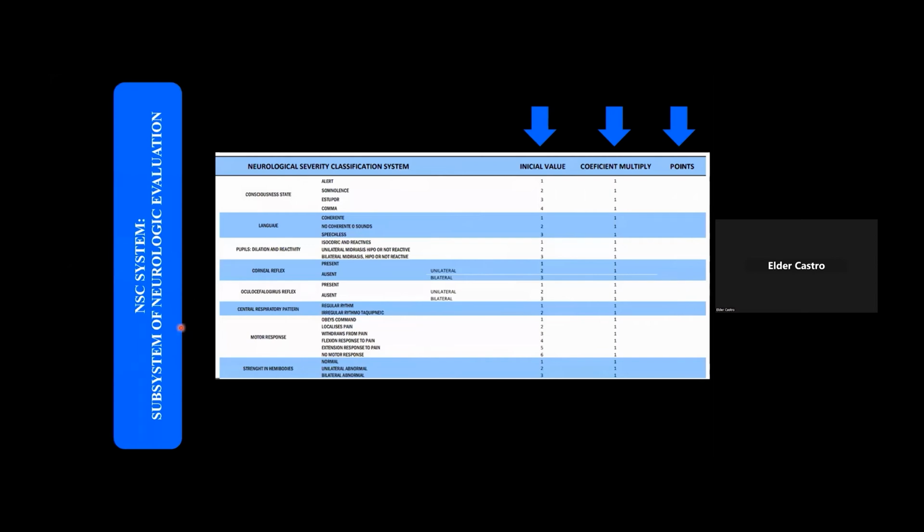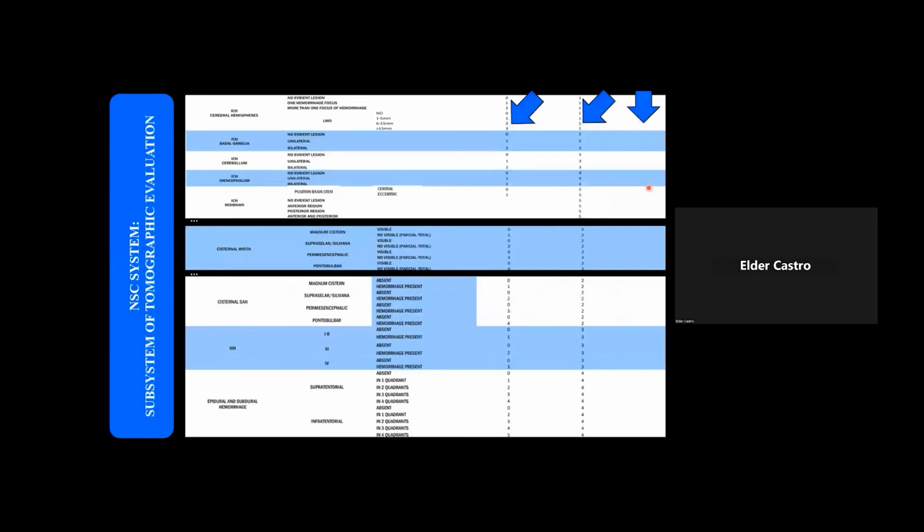The subsystem of neurologic evaluation has variables such as consciousness state, language, pupils, and others such as motor deficiency, unilateral or bilateral, with initial value, multiplier coefficient, and final point. The subsystem of tomographic evaluation has variables such as, for example, the position of the brain stem, central or eccentric, cisternal width, blood in cisternal, ventricular, epidural, and sutural spaces. Each variable has a point.